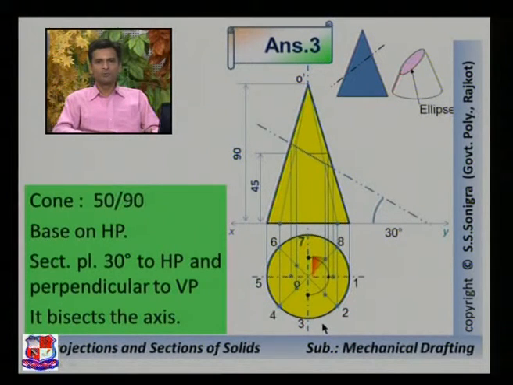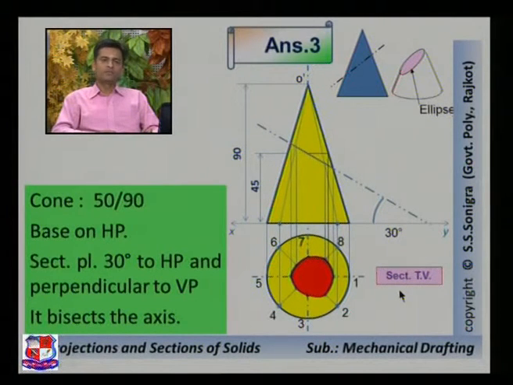Now join all these points with the smooth curve like this. So this is the cutting portion. If we cut this cone at this angle, this is how it would appear, and this is called the sectional top view of this cone. Now next, this is the front view of this cone.